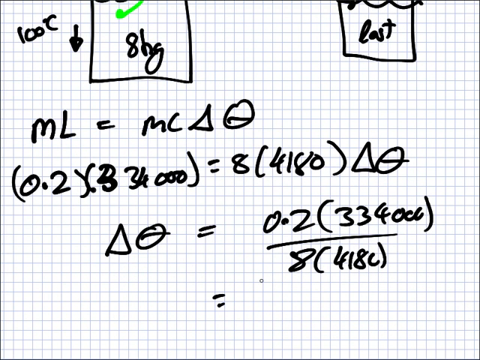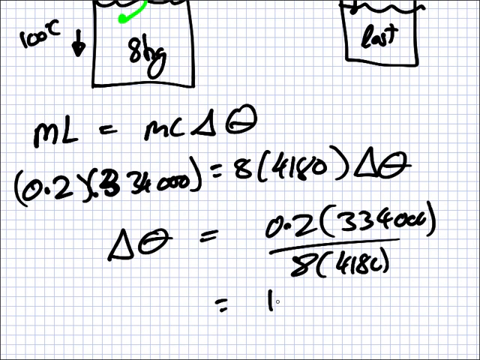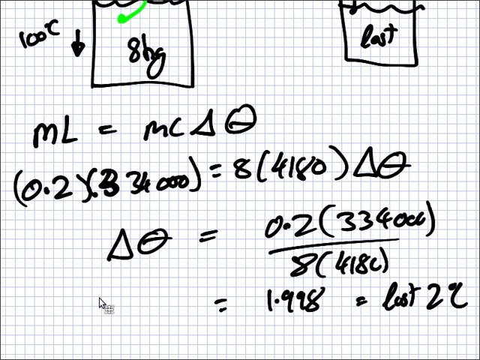What does this go? Do you have this? 1.98. So that's actually 2 if we were to round it. So lost 2 Celsius or 2 Kelvin. Oh, they only ask the delta theta. They only ask the delta, don't they? Cool down due to, I think. ML is latent heat.